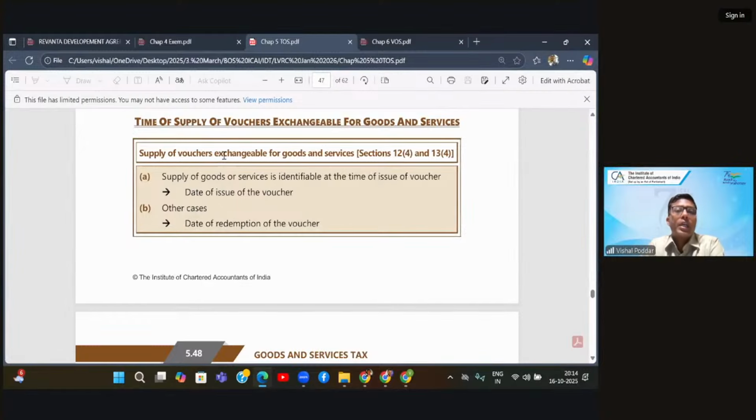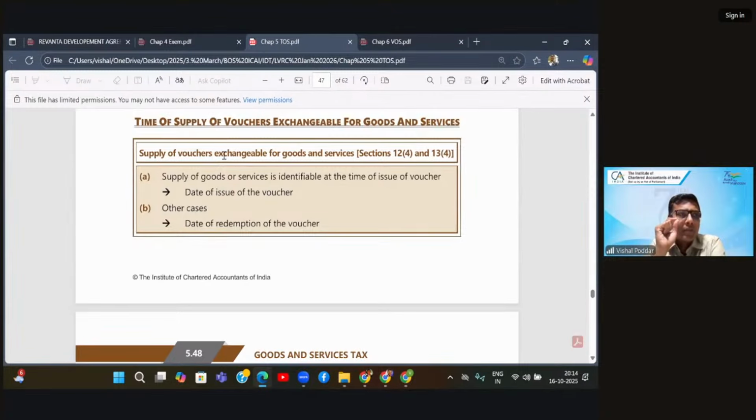The answer is, it depends upon whether the voucher is a specific voucher or a general voucher. Now, what is the difference? A specific voucher is a voucher where the nature of supply, that is what goods or service will be purchased, what will be the rate of that goods or service, what will be the type of supply, interstate or intrastate, everything is known today. Today is the date when I go and buy the vouchers. If that is known, it is called a specific supply.